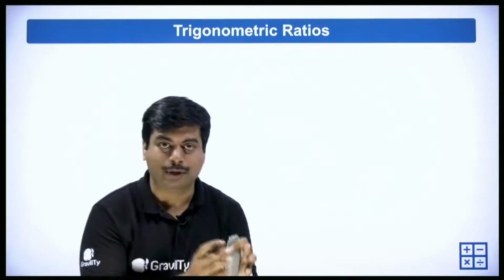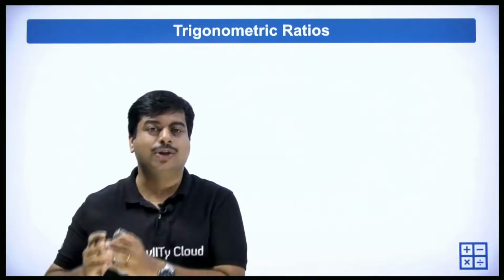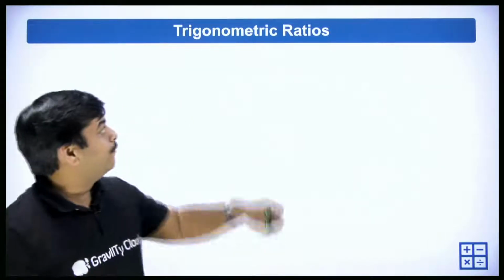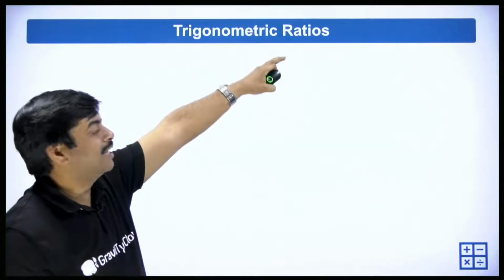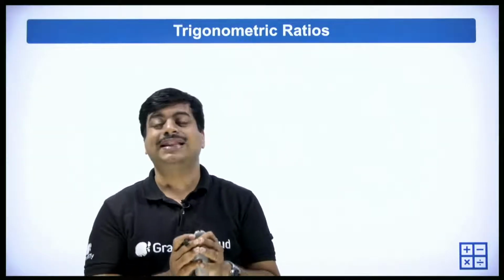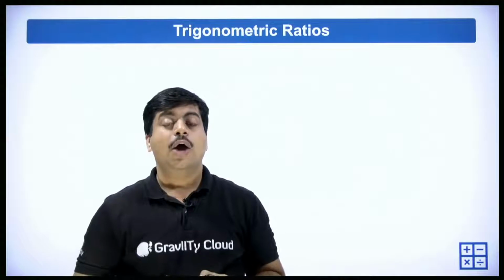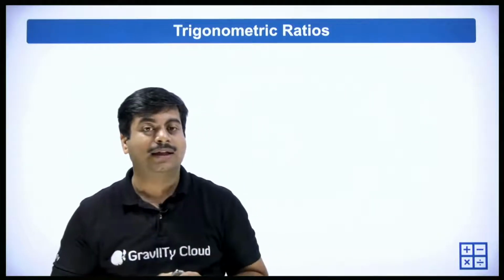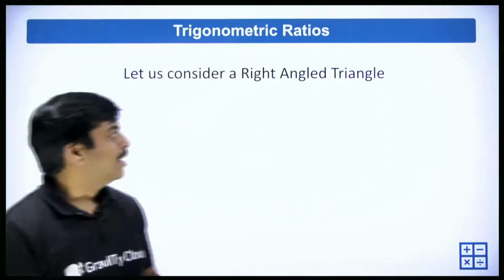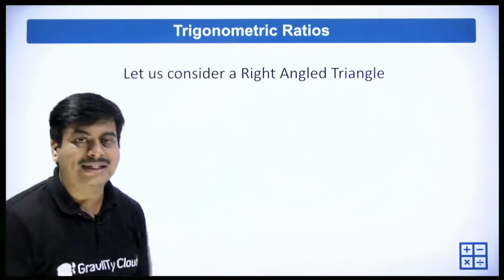Maybe it is with respect to angles, it may be with respect to sides. But in today's class, we are going to discuss trigonometric ratios. Ratios means we are trying to find the ratio between the sides of a triangle. Which type of triangle are we considering? We are considering a right angle triangle. So let us consider a right angle triangle.